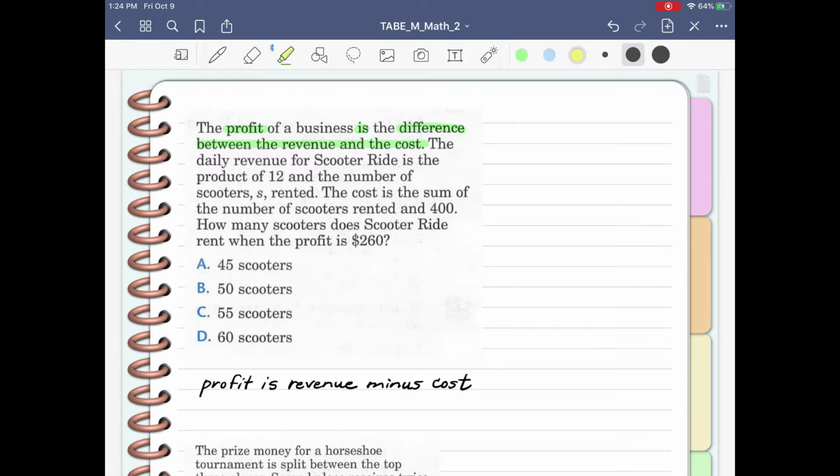The daily revenue for Scooter Ride is the product of 12 and the number of scooters rented. So revenue is 12 times the number of scooters rented. The cost is the sum of the number of scooters rented and 400. Scooters plus 400. How many scooters does Scooter Ride rent when the profit is $260? So 260 is 12s minus this amount.